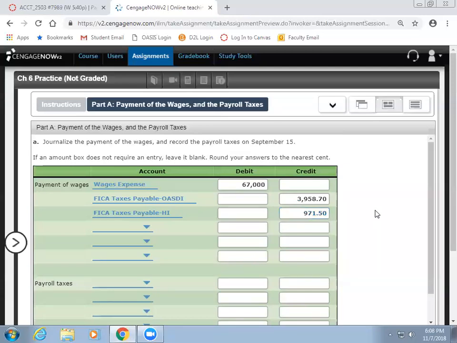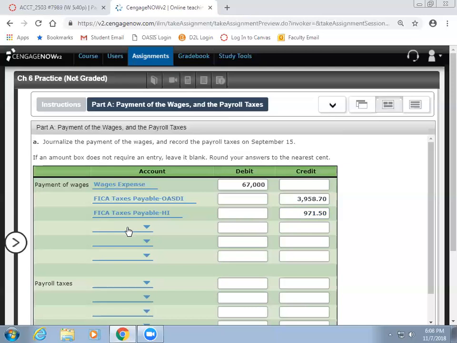$971.50. This is the only time this one gets tricky, where we have different taxable amounts. If you remember, Medicare applies to all of their employees' earnings, and in fact, they have to contribute an additional amount if they make over a certain limit. So Medicare will be at the full taxable wages of $67,000. Yeah, we have a limit on Social Security, but not on Medicare.